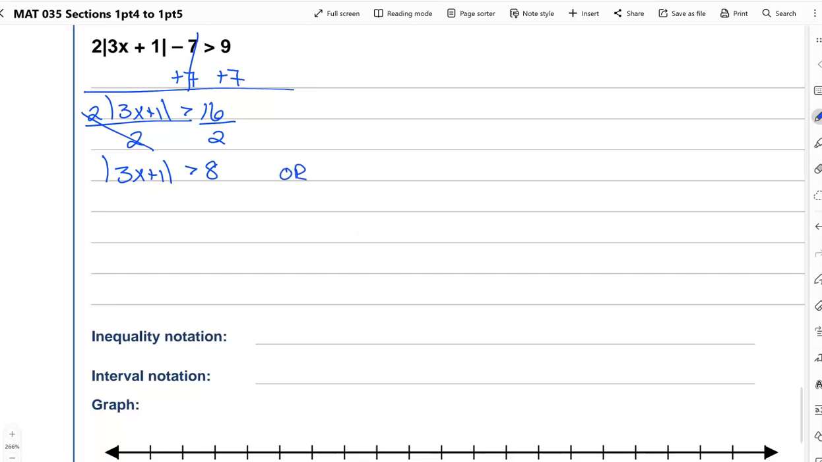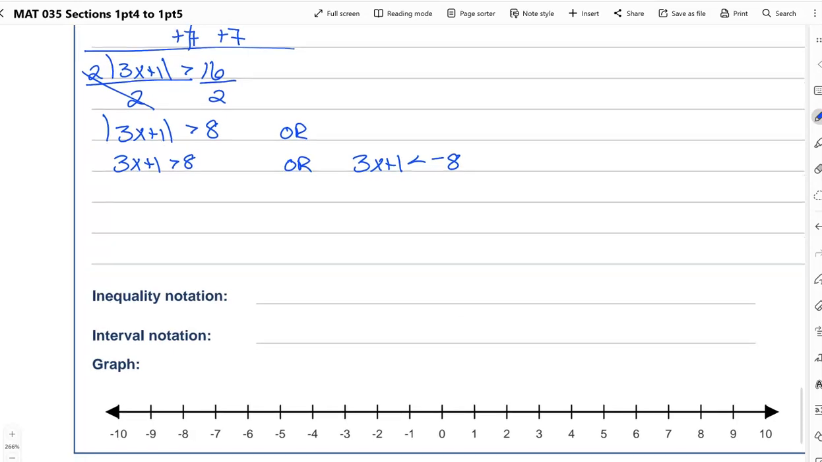This is an OR problem because of that greater than. So I'm going to solve 3x plus 1 is greater than 8, or 3x plus 1 is less than negative 8. I flip the inequality and I change the sign to negative 8. And then I've got 2 problems to solve. So I'm going to subtract 1 from both sides. So I have 3x is greater than 7, divided by 3. So I'm going to get x is greater than 7/3.